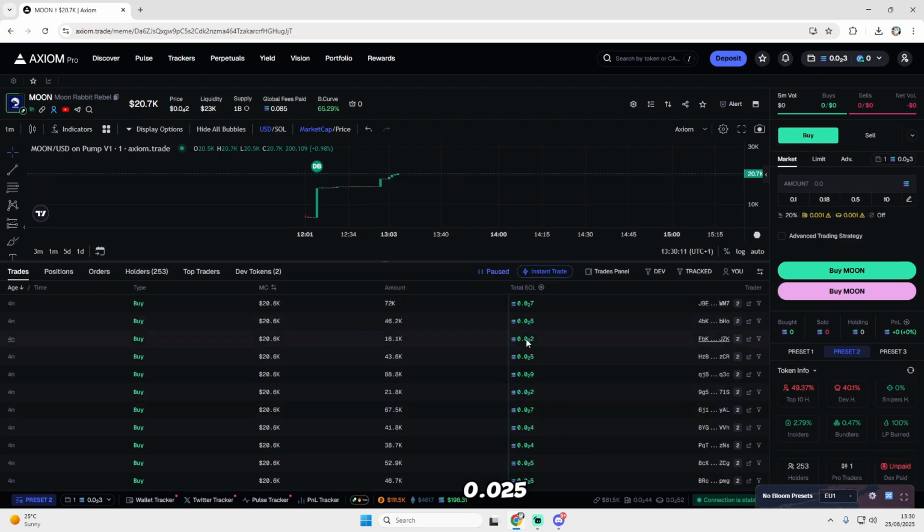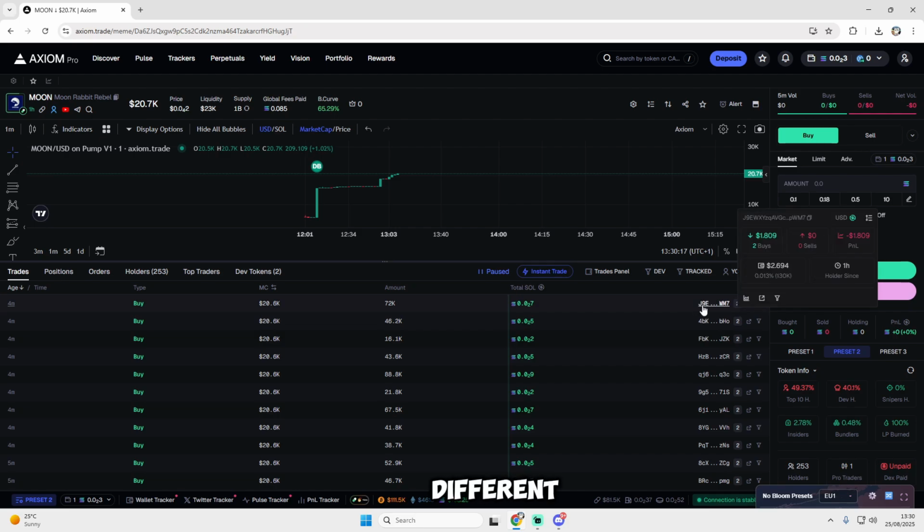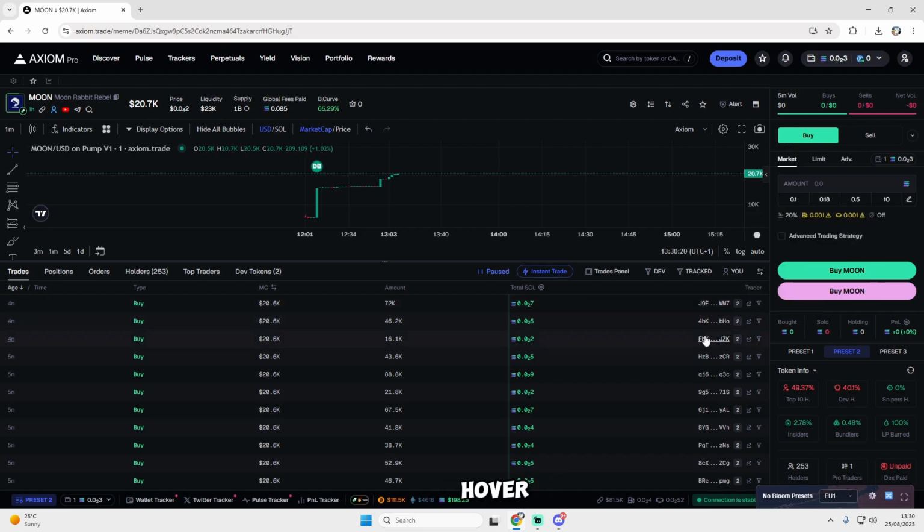If I scroll down here, you can see 0.027, 0.025, 0.022, 0.025. As you can see, they're all in a very similar range. However, they're all bought on different wallet addresses. Now, if I hover over these, this is why Axiom is such a strong tool.